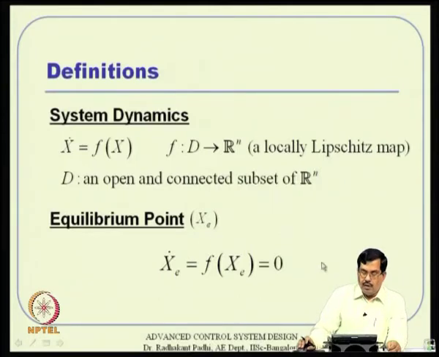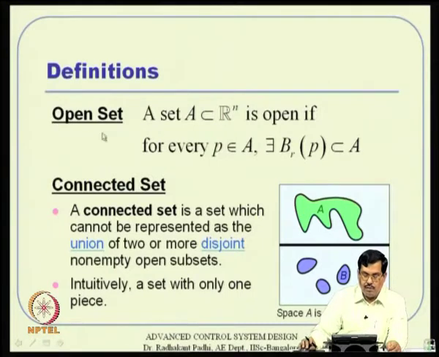Okay. So, before we move on, what is an open and connected set? These are the definitions. A set A, which is a subset of Rn, is open if for every p that belongs to A, there exists a ball of radius r centered at p, which is also a subset of A. Okay. In simplistic language, the boundaries are not included. As long as you do not include the boundaries, there will always be some sort of neighborhood on both sides which belongs to that set. So, that is what open set means.